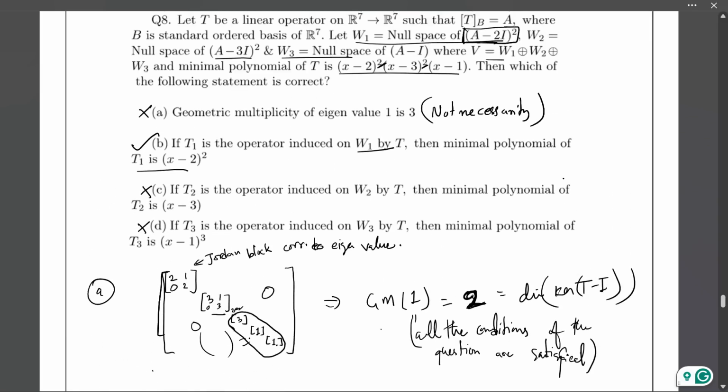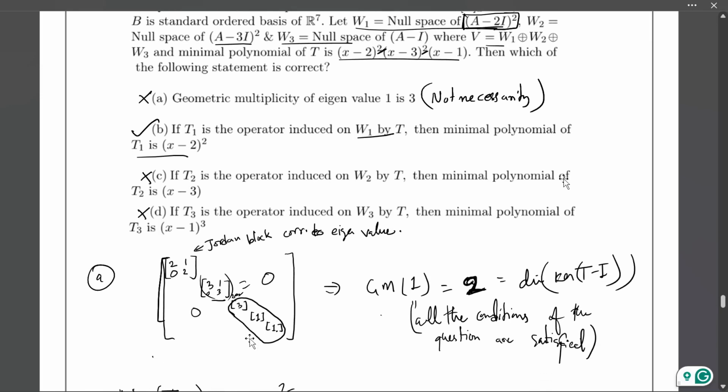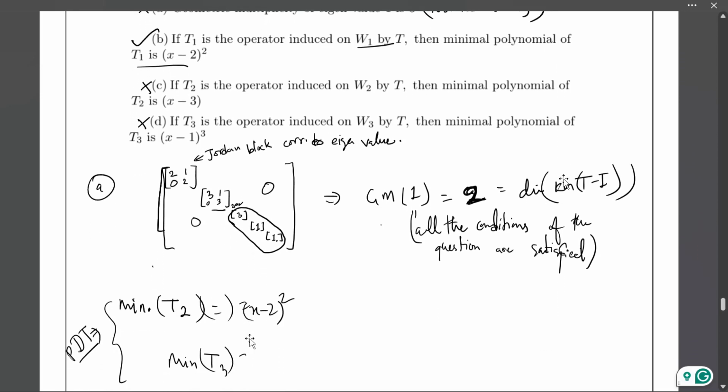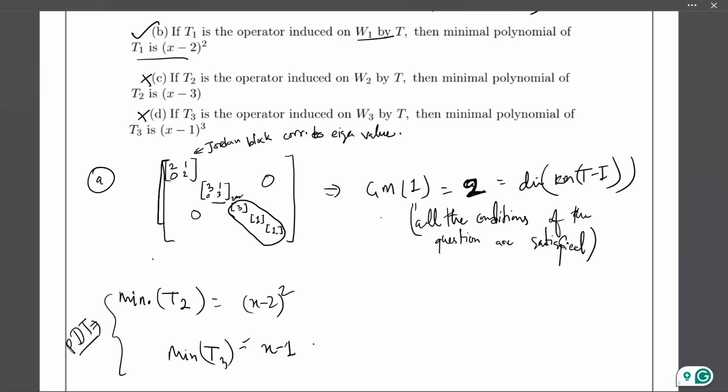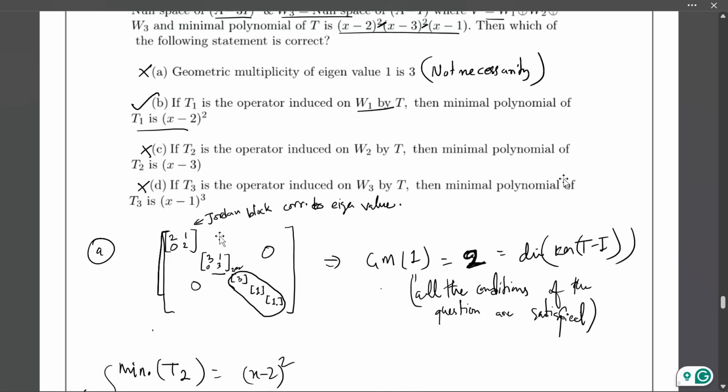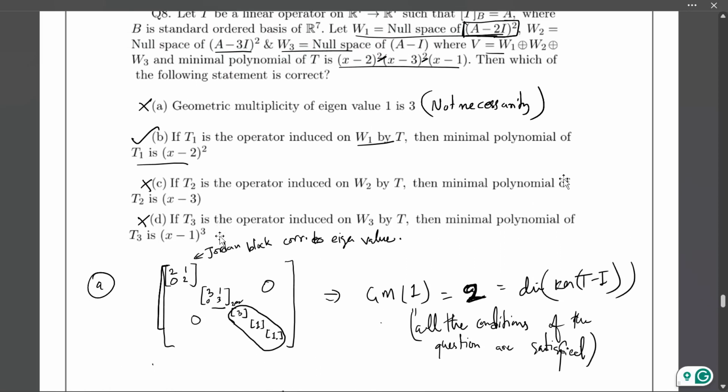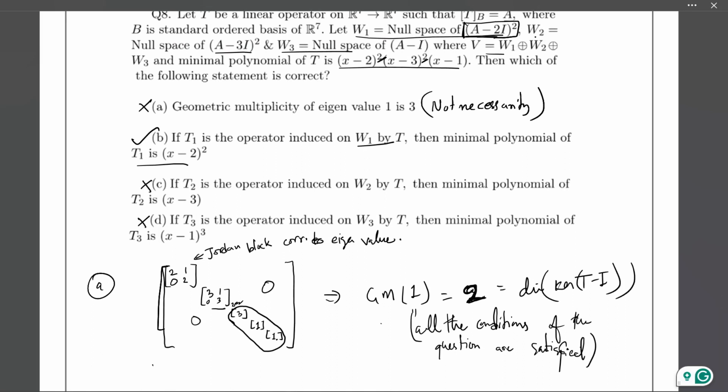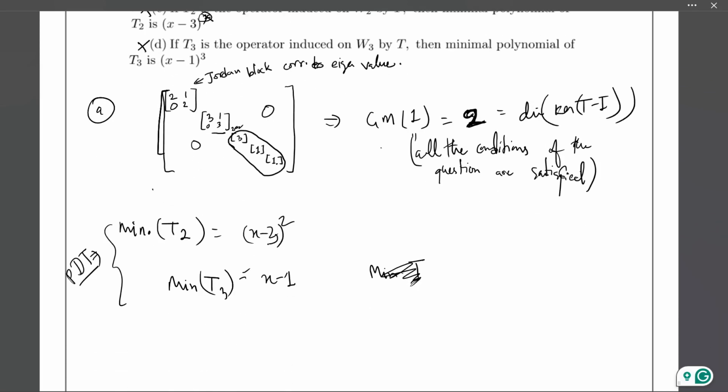T3 is equal to A minus I, which is x minus 1. The minimal polynomial for T4. Sorry. Yeah, that's all that is needed. The minimal polynomial for T2 will be the restriction of W, (A minus 3I) whole square. So here we do not have a square, na? That is why we are failing. So if T2 is (x minus 3) square, and here we have just x minus 3, that is why it is wrong.